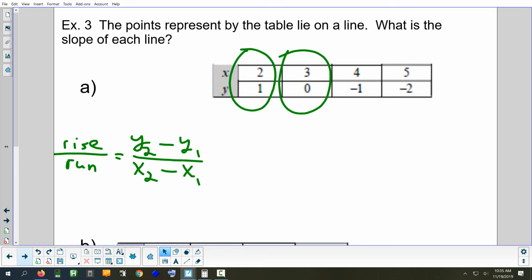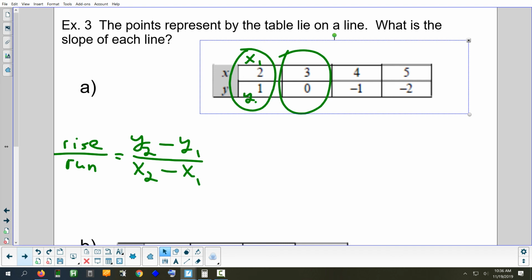Is 2 an X value or a Y value? X. Do you want it to be my first X or my second X? Doesn't matter. First X. Is 1 an X value or a Y value? Y. It's a Y value, and it has to be your first Y, because you made that one your first X.